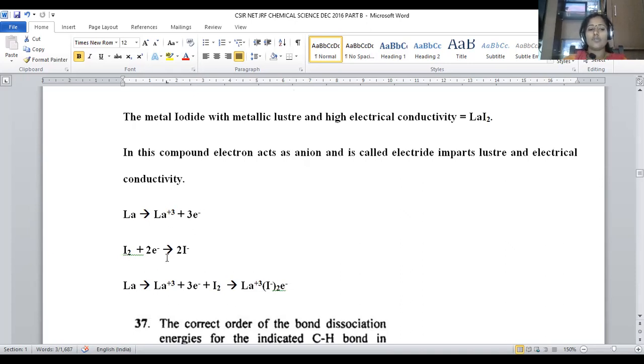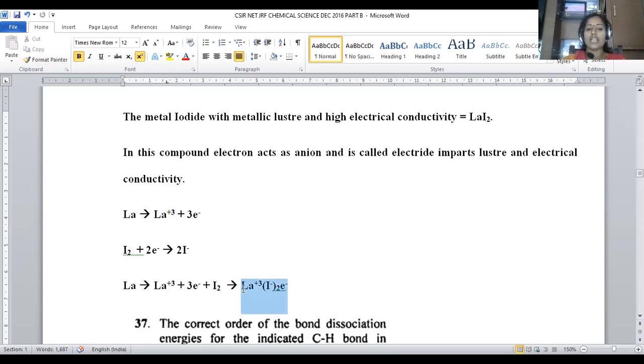Iodine has the tendency to accept only 1 electron, right? So iodine is only 1 electron short. 2 iodines require 2 electrons, so 2 I minus will be formed. 1 more electron will be there. That electron behaves like an anion and is regarded as an electride. Now the compound will be lanthanum plus 3, I minus taken twice, and e minus.